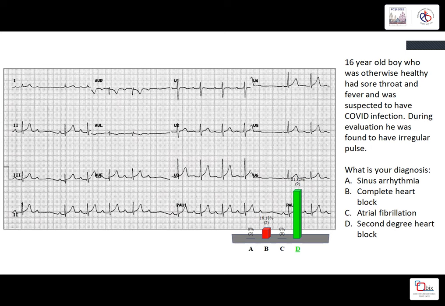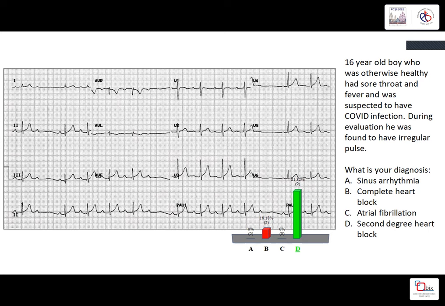It's not unusual to find it in young people with high vagal tone, because it's the effect of the vagus nerve on the AV node which leads to this kind of thing. You see this more commonly when the persons are sleeping. So in Holter, you can find this phenomenon in young people very often. So it's not a very uncommon phenomenon.